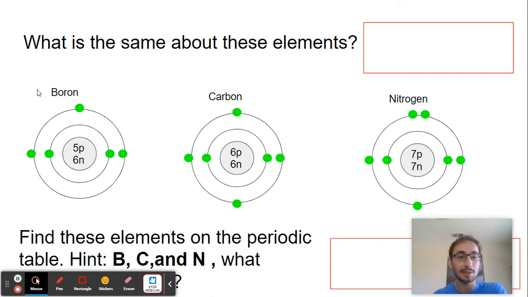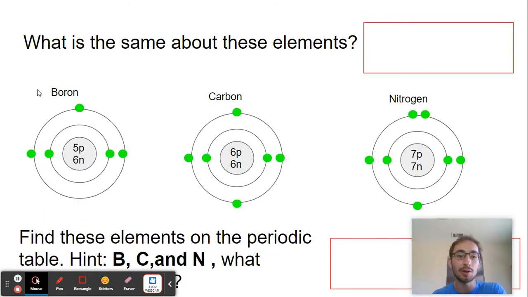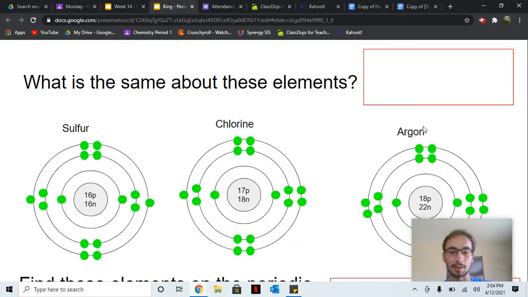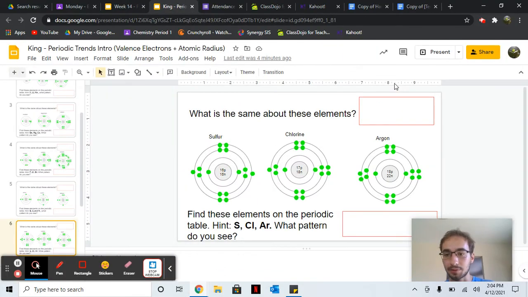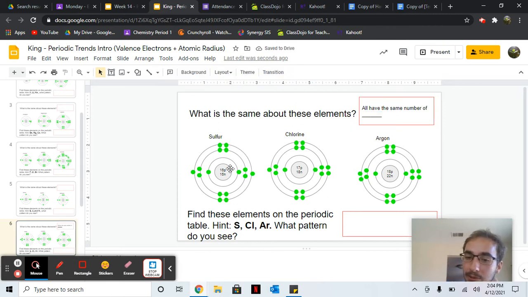Next, 6 and 7 are unique. This is a new pattern. What do you notice? Boron, carbon, and nitrogen all have something similar. Same with sulfur, chlorine, and argon. I'll give you a hint. For these three, they all have the same number of blank. Try and figure it out. All the same number of blank.